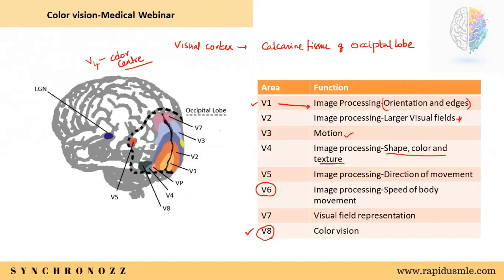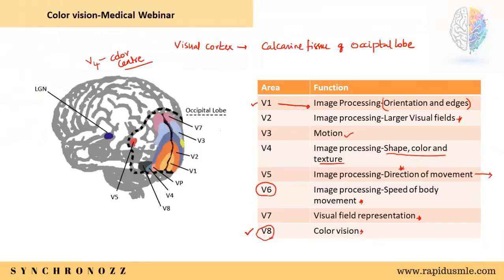V5 is also concerned with processing of the image when it comes to the direction of the movement, how it is going, like is it going to the left or right, up or down. So the direction is perceived with the help of area V5. V6 helps in identifying the speed of body movement. So what is the velocity or speed of the image? And V7 is the visual field representation. The field is represented with the help of V7. Not so important, but V8 is concerned with color vision.